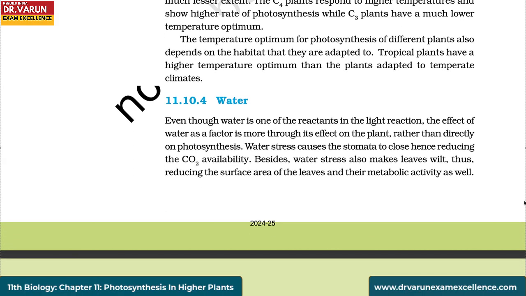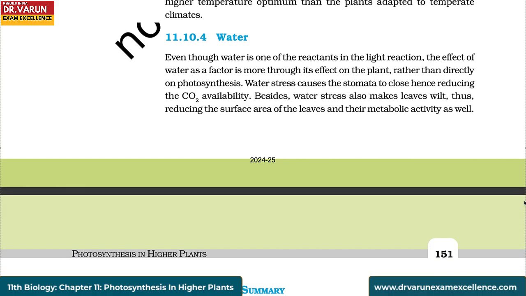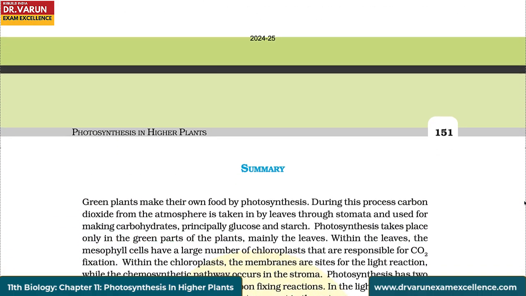Water. Even though water is one of the reactants in the light reaction, the effect of water as a factor is more through its effect on the plant rather than directly on photosynthesis. Water stress causes the stomata to close, hence reducing carbon dioxide availability. Besides, water stress also makes leaves wilt, thus reducing the surface area of the leaves and their metabolic activity as well.